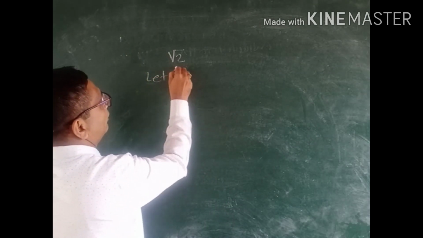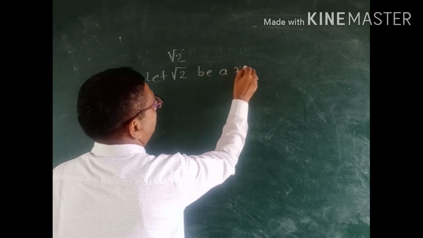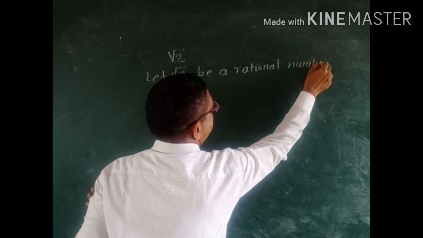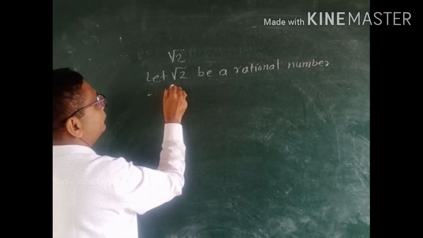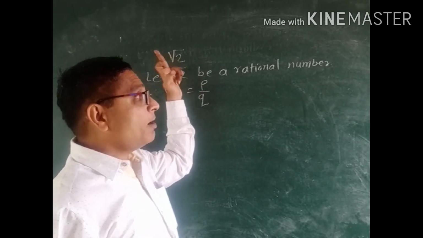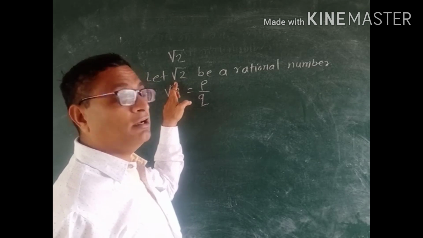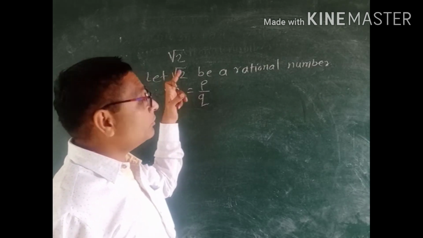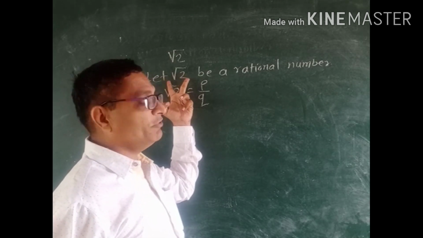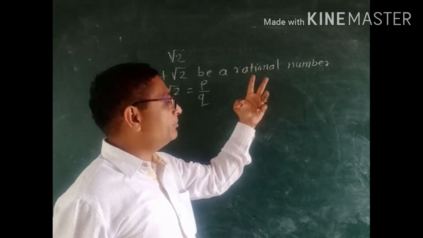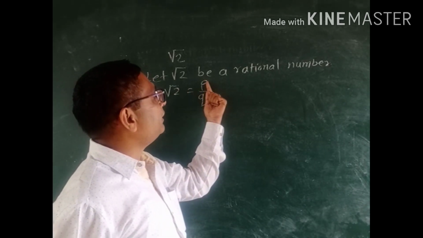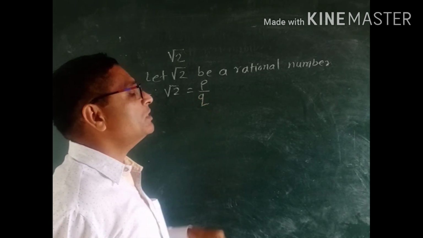Let under root 2 be a rational number. That means root 2 is equal to p upon q. Actually, it is an irrational number, but we are going to prove that. Therefore, before considering this number as irrational, we will consider this as a rational number, so its form becomes p upon q, where q is not equal to 0.